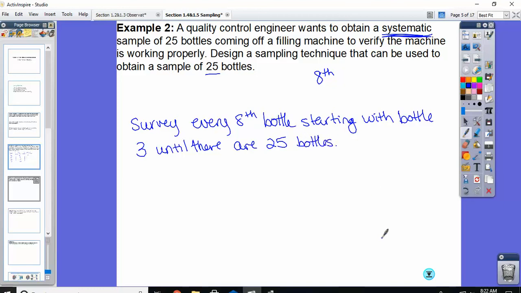Now again, I don't know how many bottles this machine puts out in a day, so if it's putting out 5,000 bottles, I probably don't want to just take ones from the beginning. So if it were putting out that many, I might need to pick every 100th bottle or something like that. If it's only going to put out 50 bottles, then every 8th might be sufficient. So you can kind of choose your K value depending on how many you want.